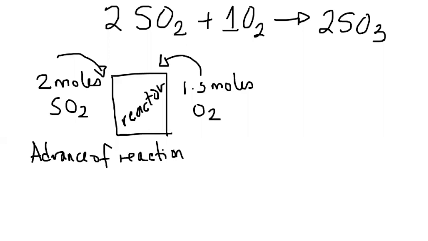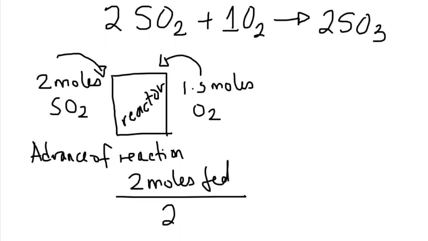In order to obtain the amount of moles that are going to be consumed of the reactants and the amount of moles that we're going to produce of the products, we're going to state the advance of reaction. The advance of reaction is going to be the amount of moles that are going to react of the limiting reactant, but this is going to be standardized for 1. Since the limiting reactant is SO2, we can say that the amount of moles that react is 2. We're going to divide that 2, the amount of moles fed, over its stoichiometric coefficient, and we're going to obtain what is called the advance of reaction. It's going to be expressed with this symbol.